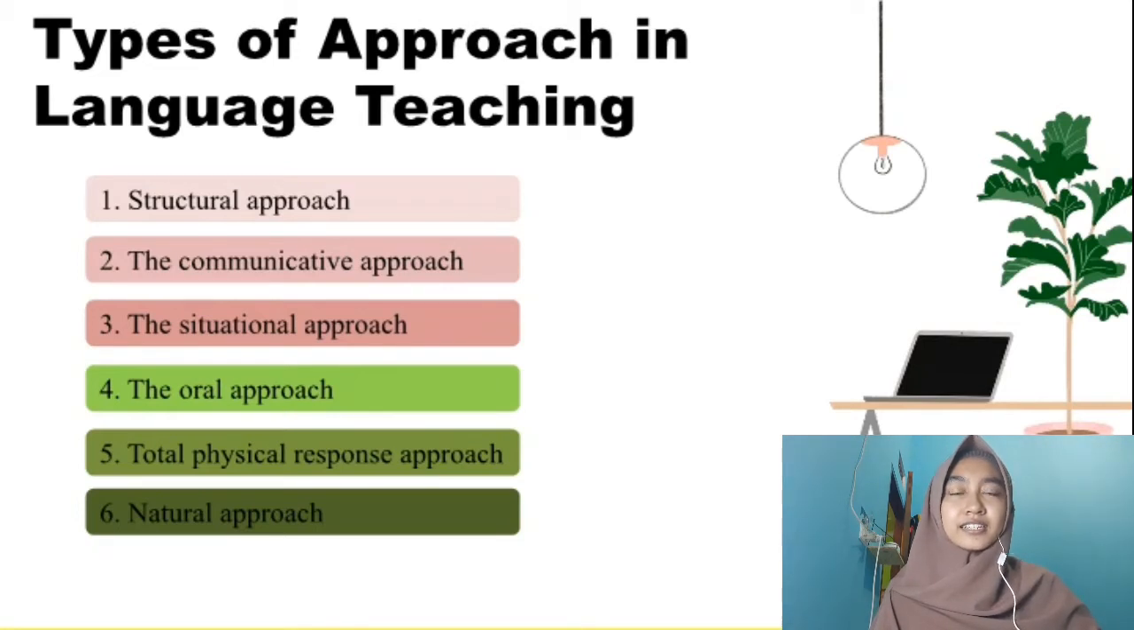Okay, next, the second type is the communicative approach. The communicative approach argues that merely knowing how to produce a grammatically correct sentence is not enough. A communicatively competent person must also know how to produce an appropriate, natural, and socially acceptable utterance in all contexts of communication. And then the third type is situational approach.